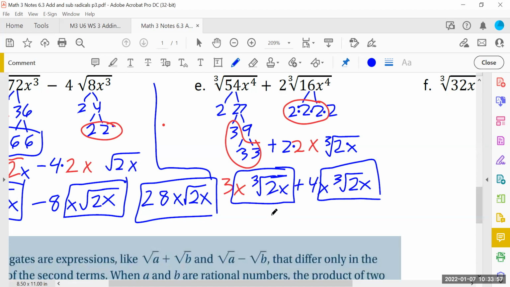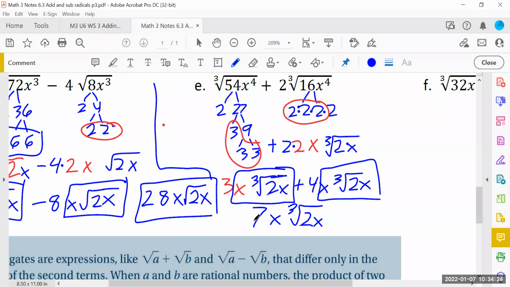When that happens, x cube root of 2x, that's going to be the same thing for my answer. Does everybody understand? It does not change once they match. That combines just a single x cube root of 2x, but I have 3 plus 4 makes 7 of them now. That's my answer. 7x cube root of 2x.